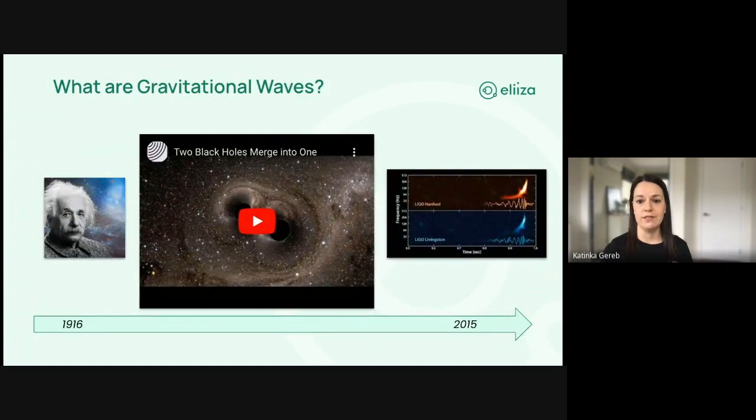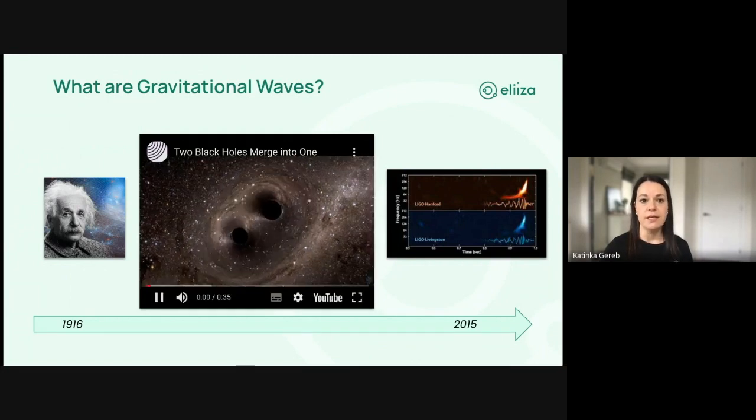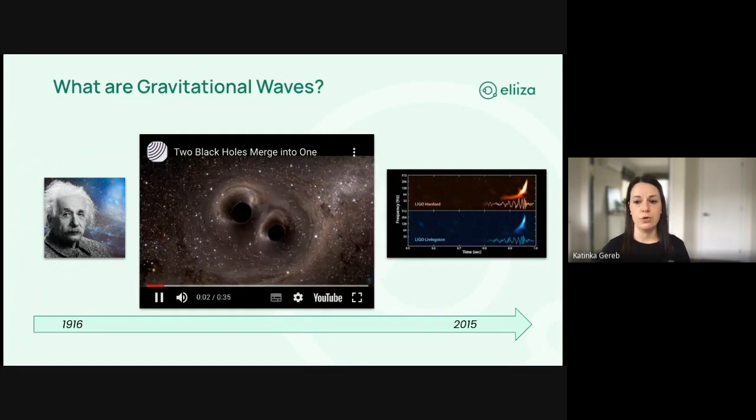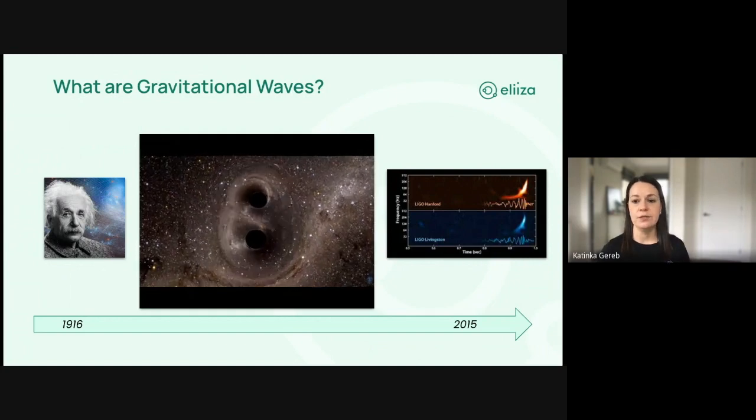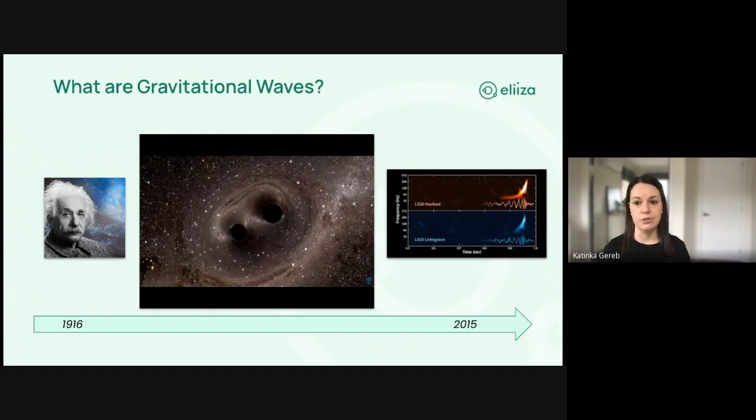So what are gravitational waves? Well, gravitational waves were first predicted by Albert Einstein in 1916 on the basis of general relativity theory, and they were first confirmed by observations in September of 2015. The observations were made by the LIGO observatories, and these observations matched the signal that would be emitted by the merger of two black holes, as illustrated here in this video simulation.